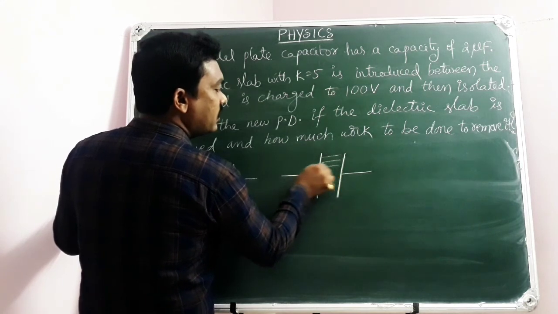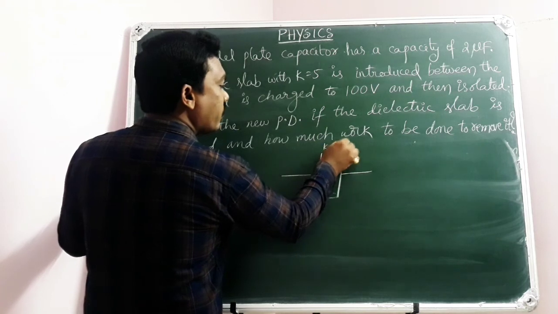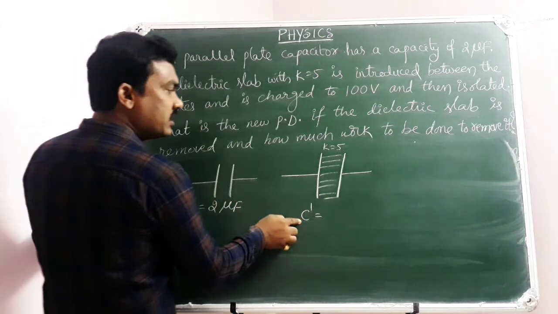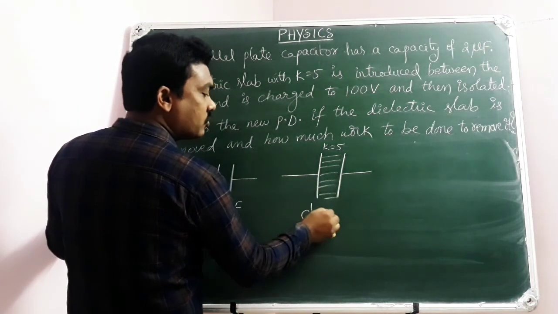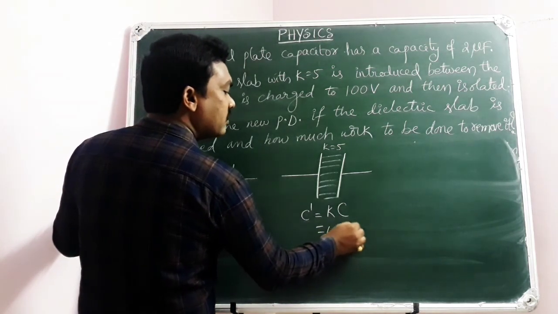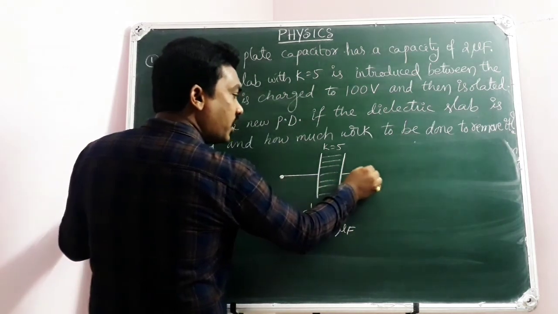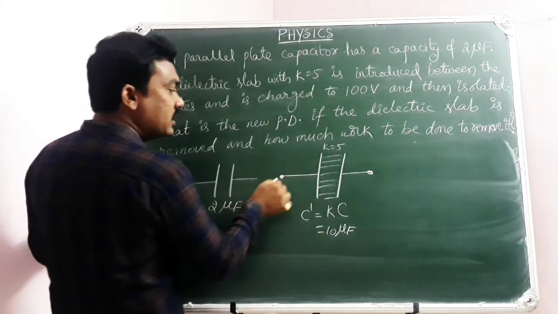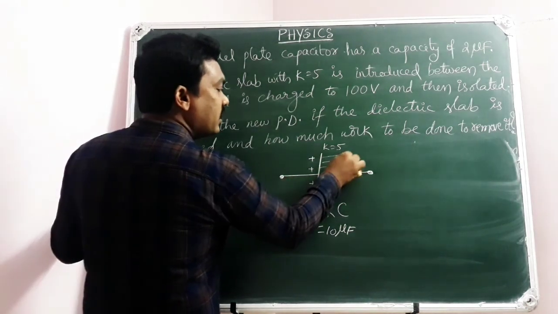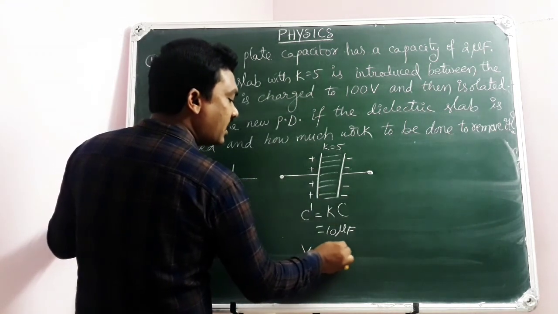Now, whenever this is filled with the dielectric material with K equal to 5, it's a capacity C', this is C. Here C' becomes K into C, which is 5 into 2, equal to 10 microfarad. But at the same time, it is charged to 100 volt potential difference, meaning it is connected to a battery, so that here it is positively charged and here it is negatively charged, and the potential difference between them is 100 volt.